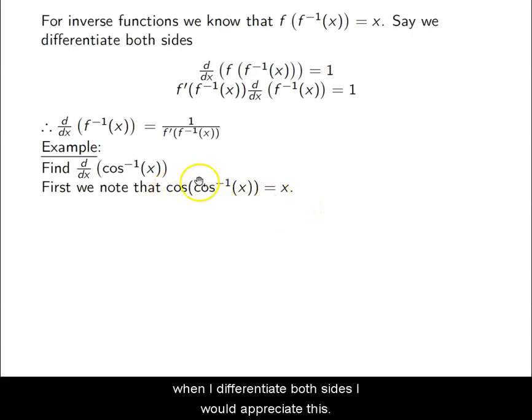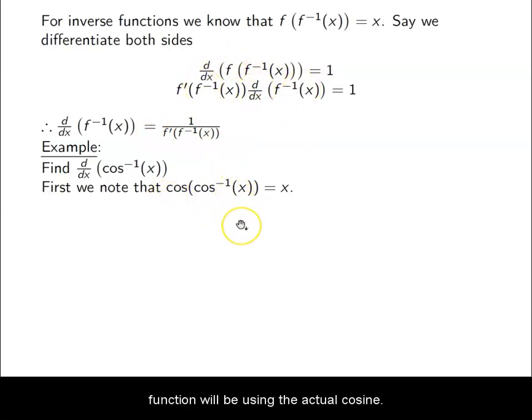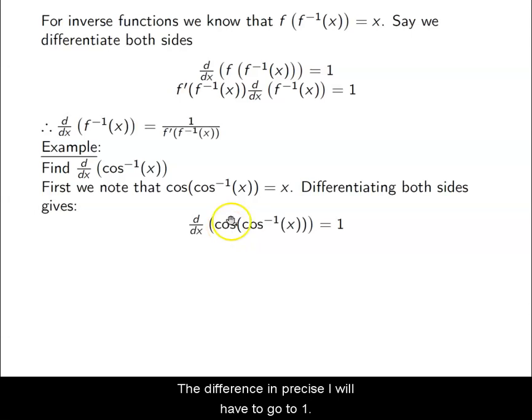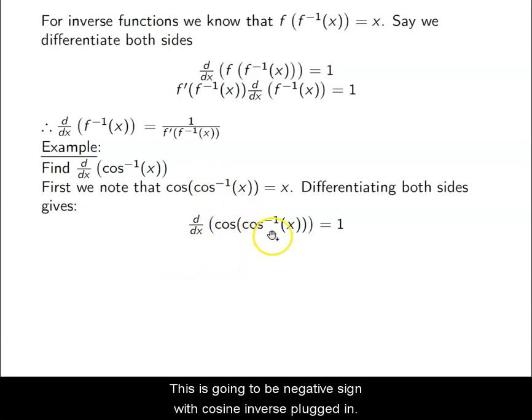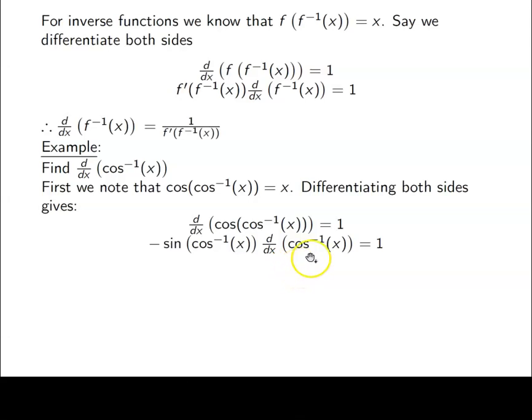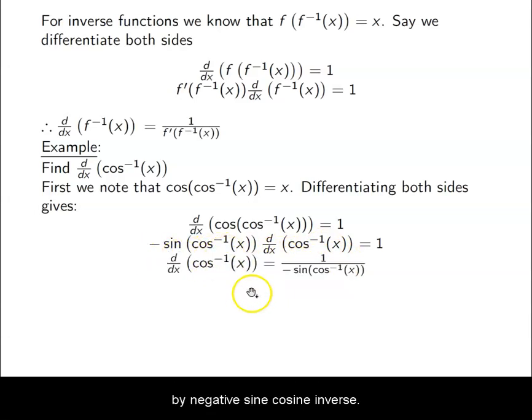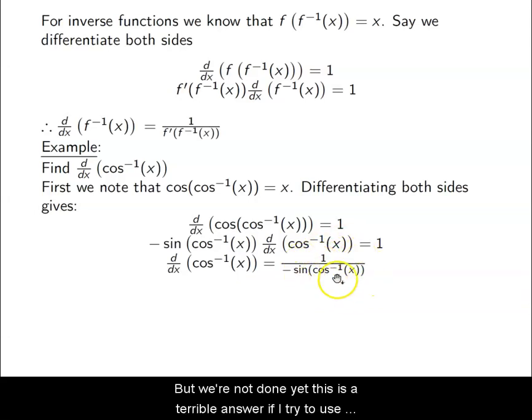So when I differentiate both sides, I will differentiate this implicitly, and this will go to 1. It'll literally just follow the exact same formula we did, except instead of the generic function, we'll be using the actual cosine function. So x will go to 1. This is going to be negative sine with cosine inverse plugged in times the derivative of cosine inverse. Okay, I want to isolate the derivative of cosine inverse, so I'll divide both sides by negative sine of cosine inverse. Okay, and now you might say, oh, that was pretty easy, but we're not done yet. This is a terrible answer, right?